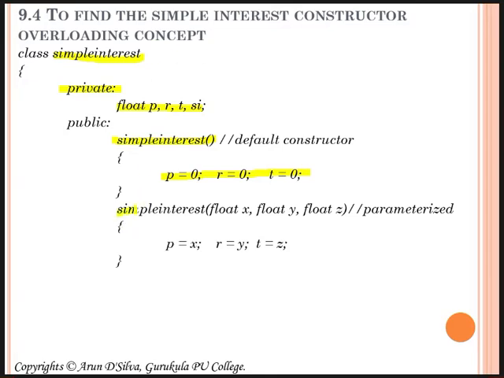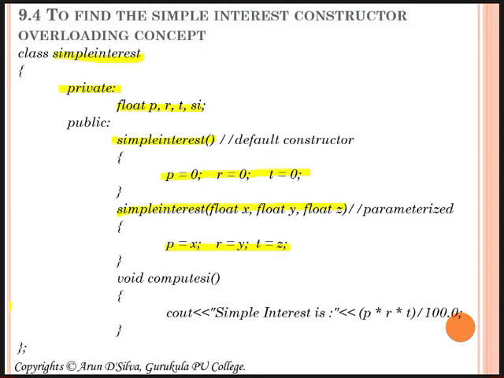I have created one more constructor with parameters, so that is a parameterized constructor. Here I have assigned the values of whichever parameters are used: P equal to X, R equal to Y, and T equal to Z respectively. Now here constructors are overloaded. Two constructors are there, so that means constructors are overloaded.